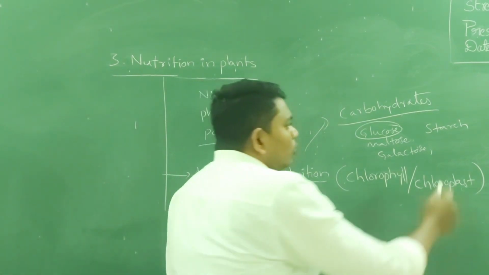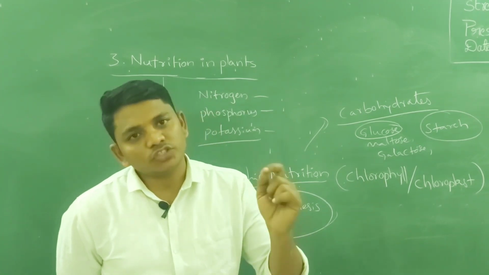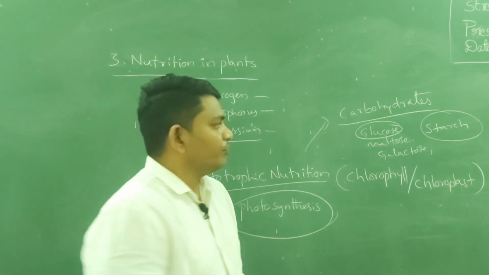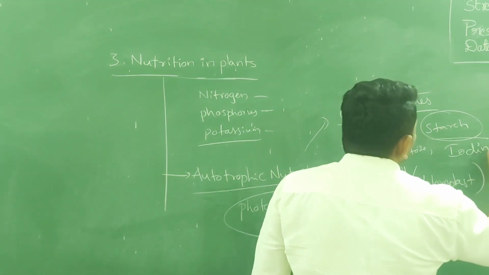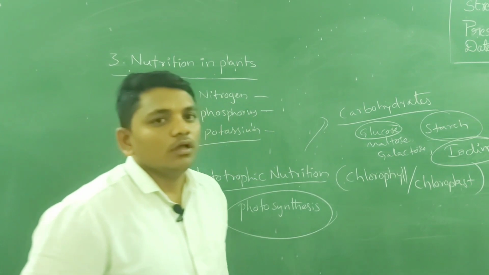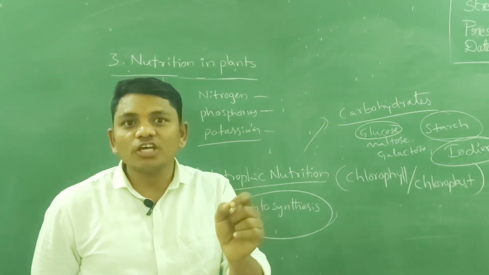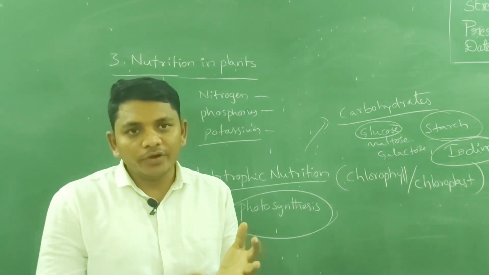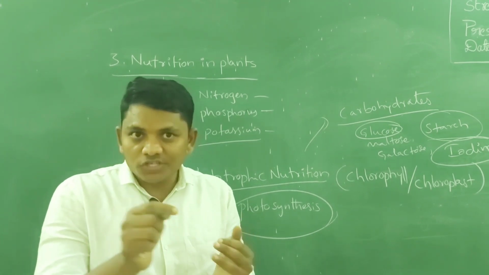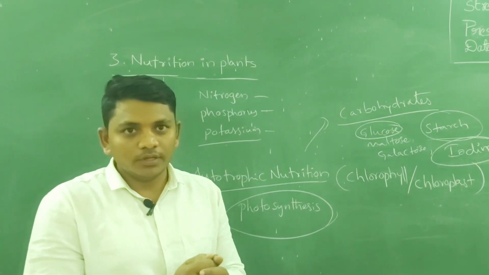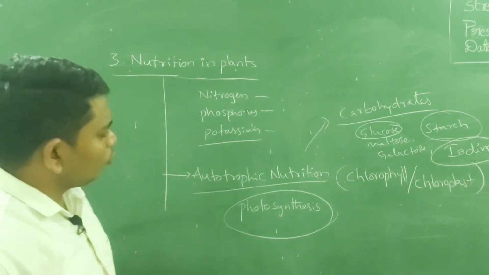Okay, right. So if you want to test the presence of starch, you have to use a solution called iodine solution. This is a solution which is useful for testing the presence of starch in the leaves. Is it clear? Right. We have to discuss another thing in autotrophic nutrition.